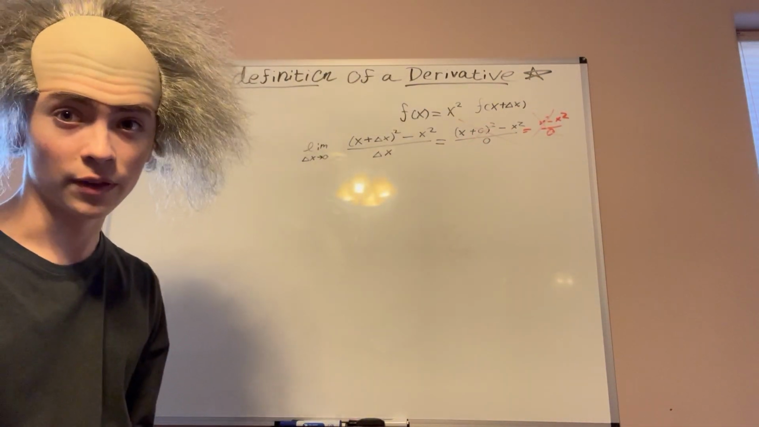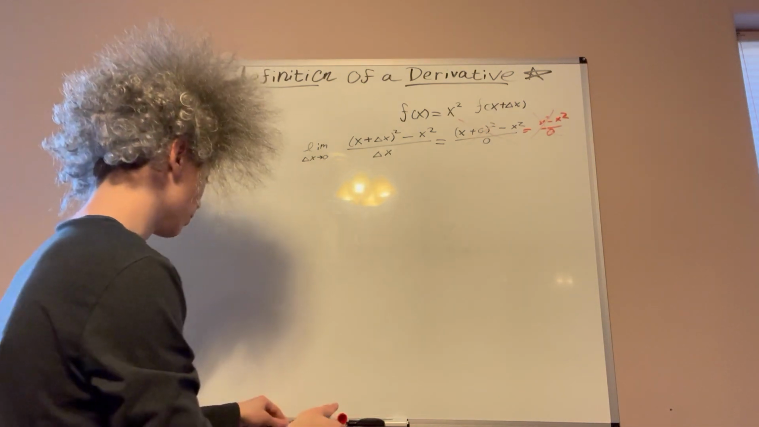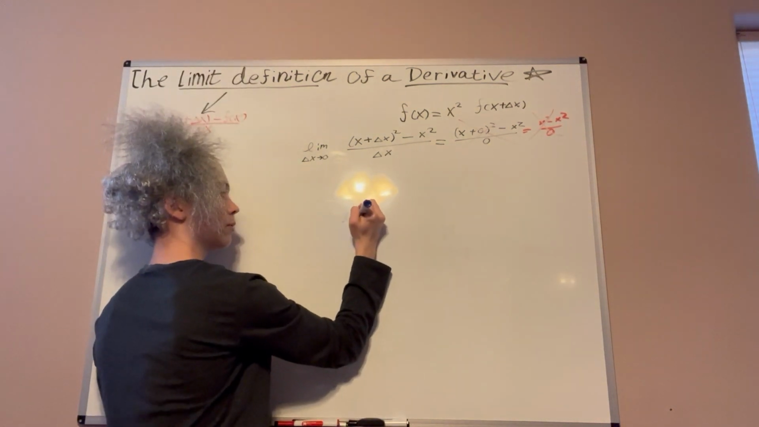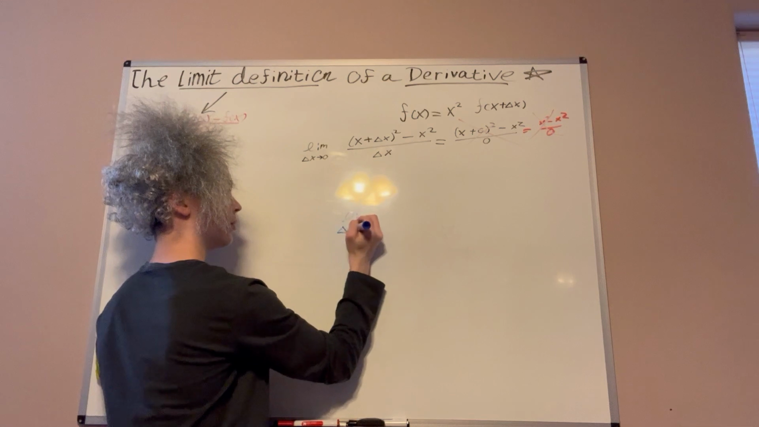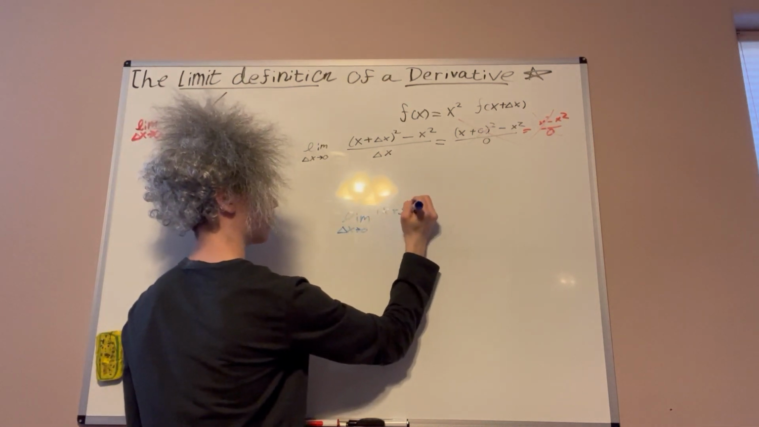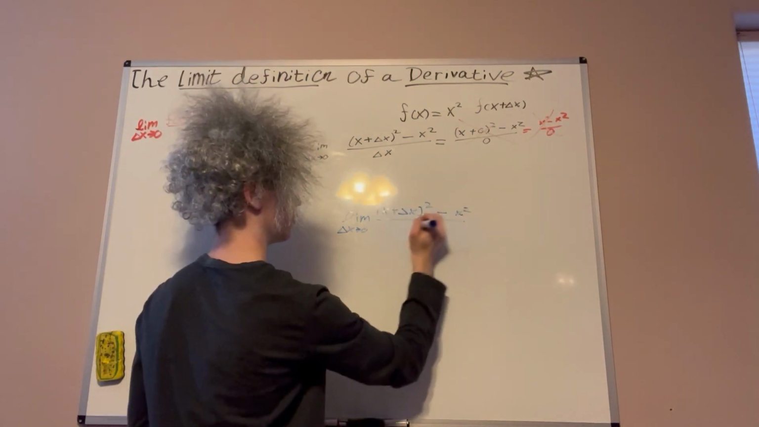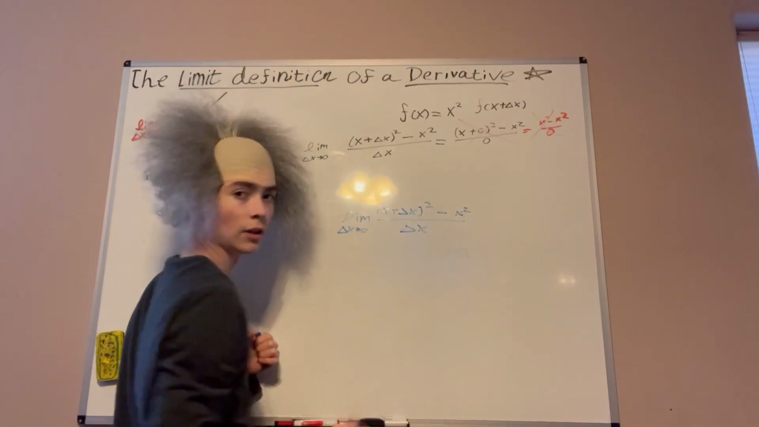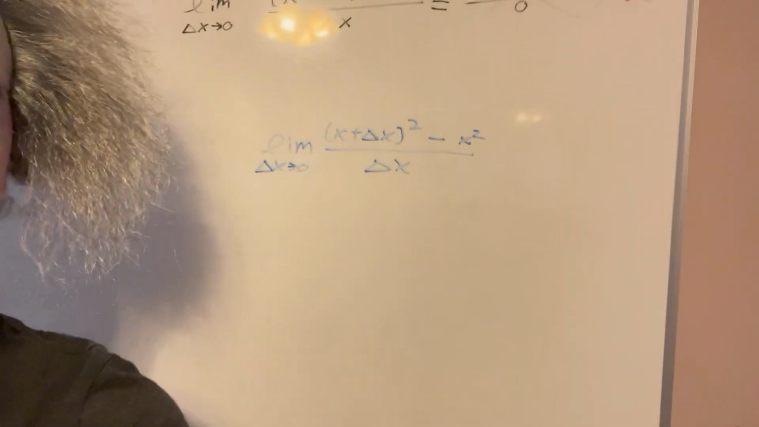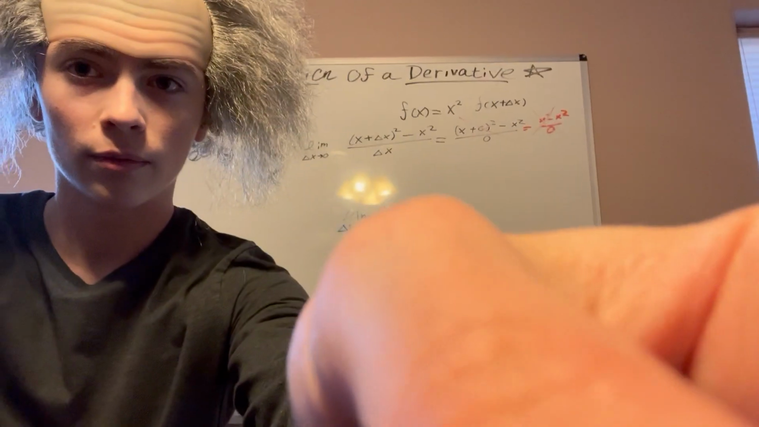Now first I'll solve this in kind of the standard way you'll see. So I'll rewrite this down here: limit as delta x approaches 0 of x plus delta x squared minus x squared, all over delta x. Can't see that because the light's in the way. Again, there that is, delta x approaches 0 of our difference quotient.